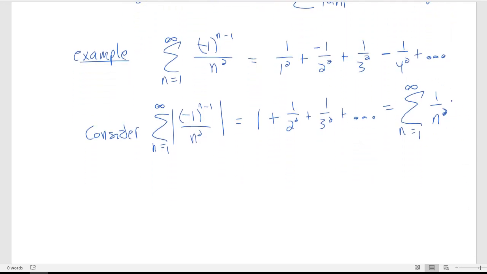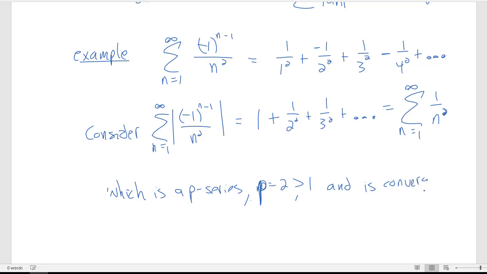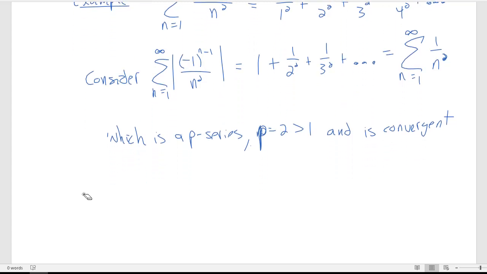Now we know what the series 1 over n squared is. We know how it behaves. That's a p-series with p equal to 2, which is greater than 1, and is convergent. All right, what we would do in this case is call this series absolutely convergent. So I'm going to write that down: (-1)^(n-1) over n squared is absolutely convergent.